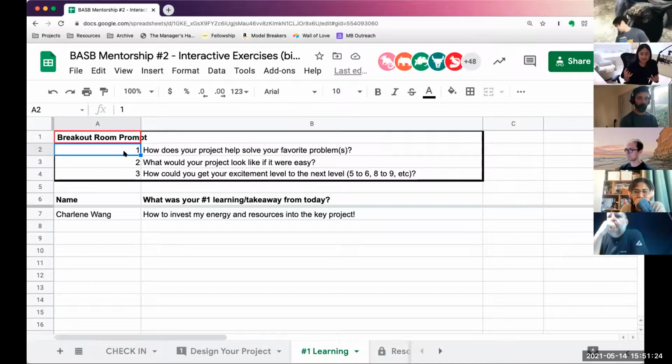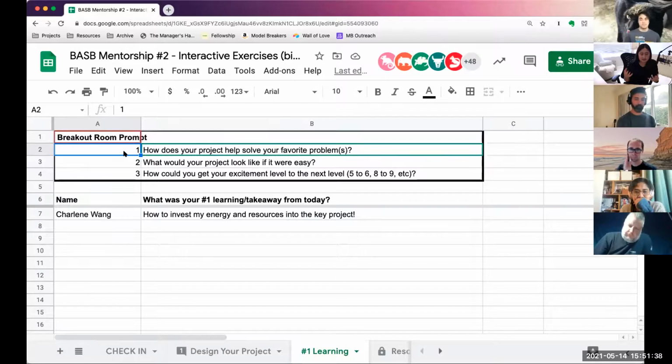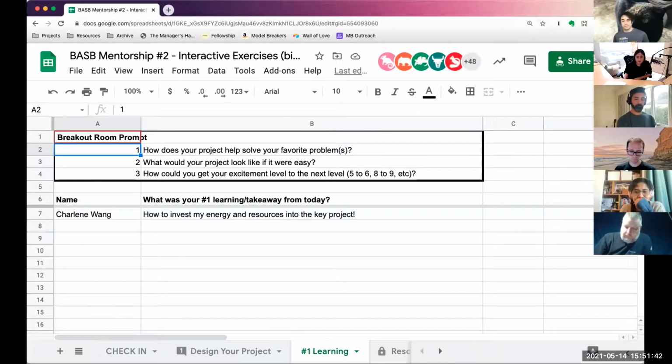And the final one is how could you get your excitement level a little bit higher? So if you were a 2, how could you get it to a 3? If you were a 5, how could you get it to a 6? So those are the 3 prompts, and you'll have this reference as you open this tab in the breakout room. So let me create the breakout room.